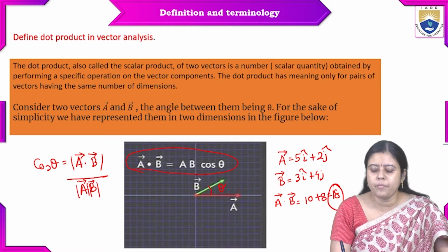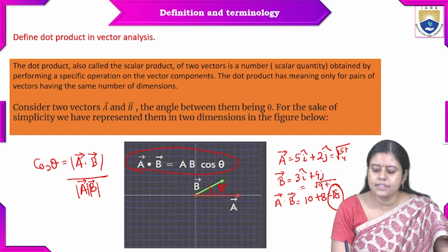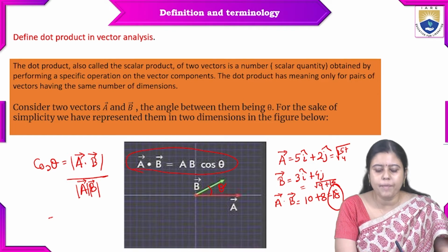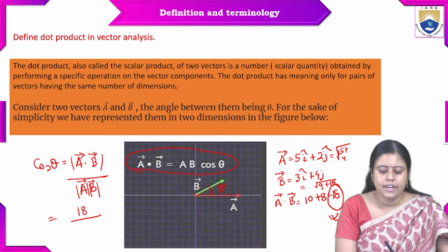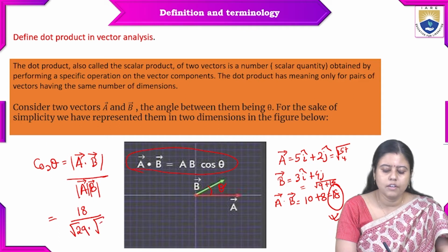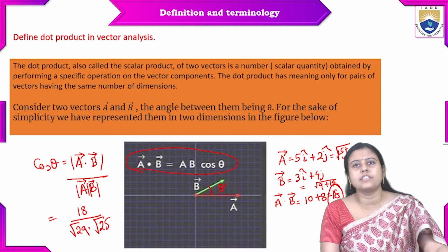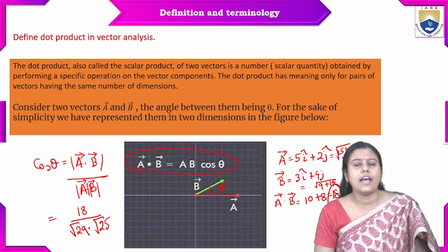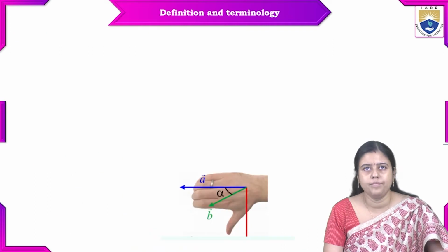For the same problem, we can get the magnitude of A is root of 25 plus 4 and magnitude of B is root of 9 plus 16. So, what is the value? A dot B is equal to 18, as we already got here, divided by root 29 into root 25, or we can write also 5. So, this is the cos theta, but here there is no dimension. So, what is scalar? The dot product is a scalar product.